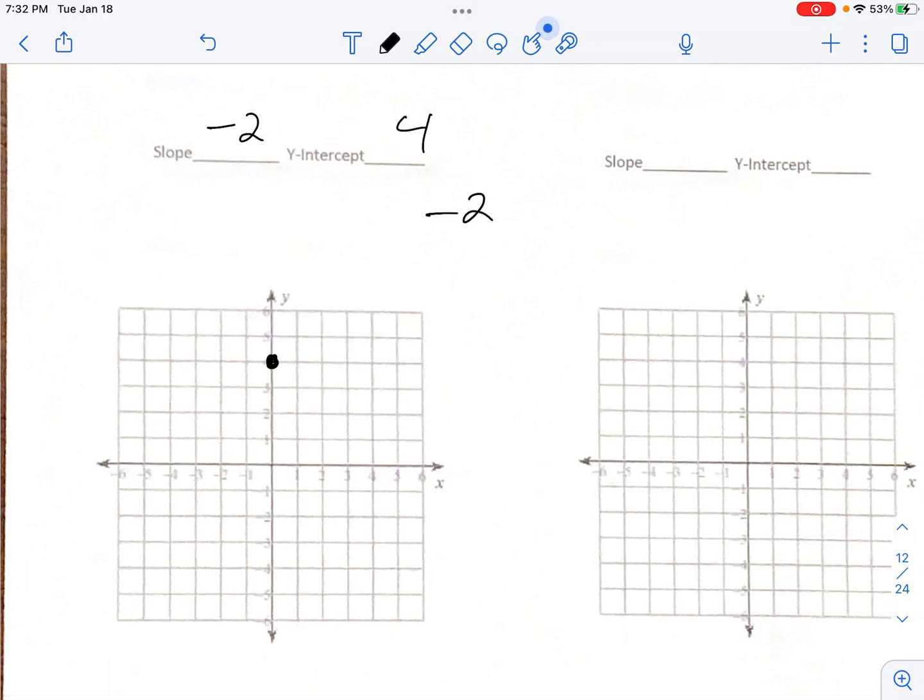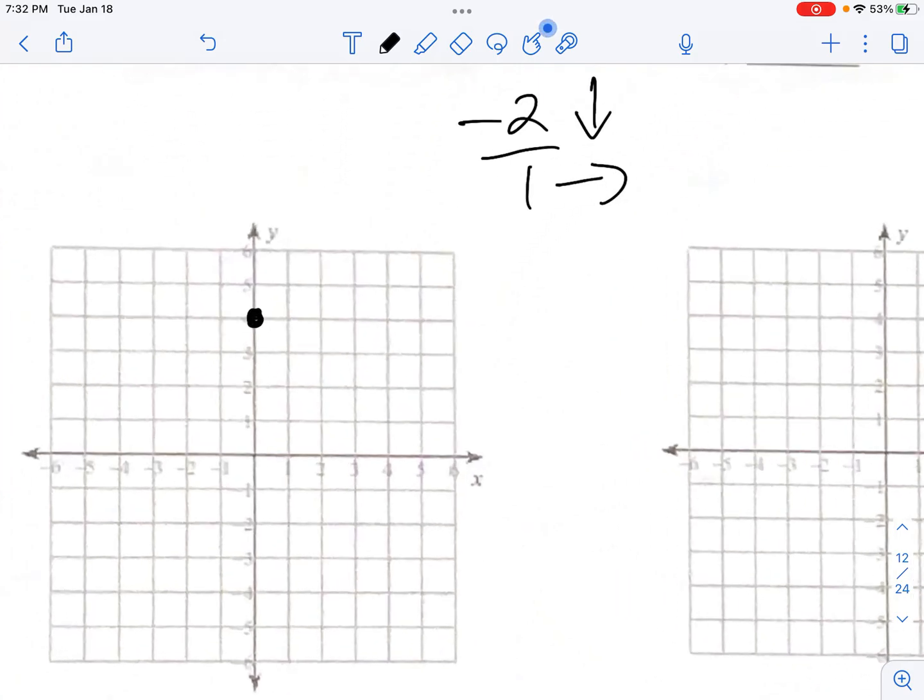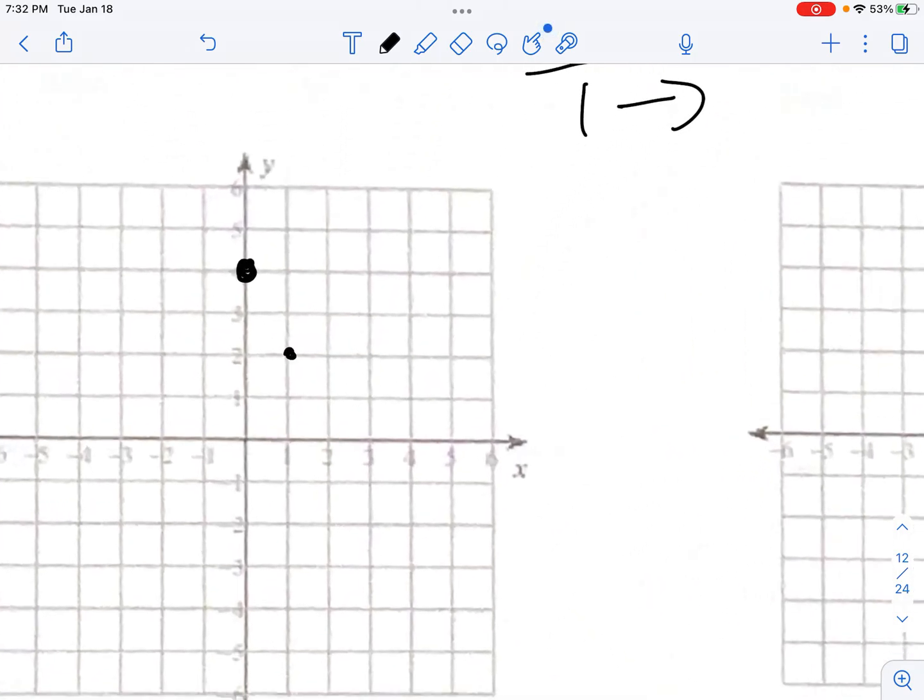And then use the slope, which is -2 over 1. So down 2, right 1. So we're going to go down 2 and right 1. Down 2 and right 1. And then draw your line.